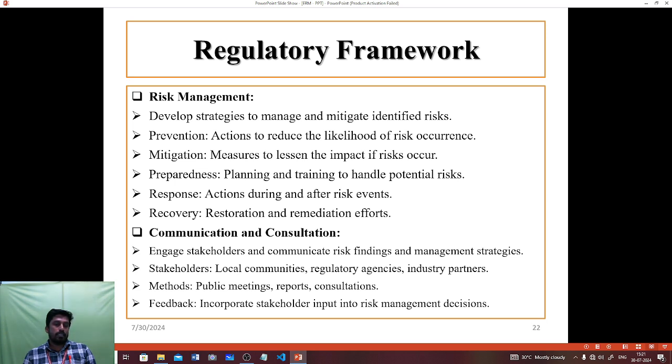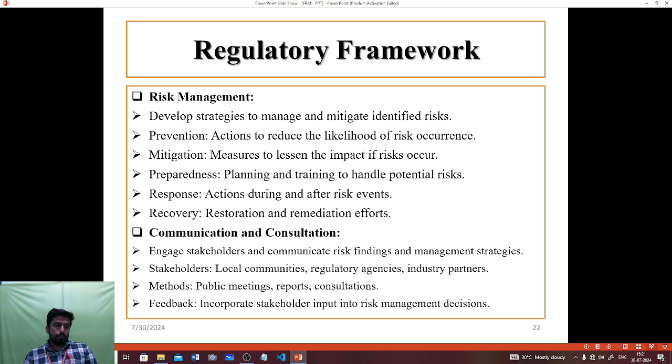It develops strategies to manage and mitigate the identified risk. So how do we manage and mitigate the identified risk? By the methods mentioned below: prevention, mitigation, response and recovery. So these are the steps involved in risk management. It helps to reduce or eliminate the risk, and to control some parameters, mechanisms or tools used for risk management.